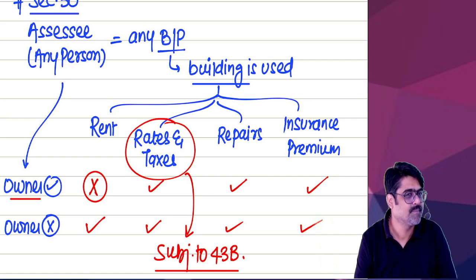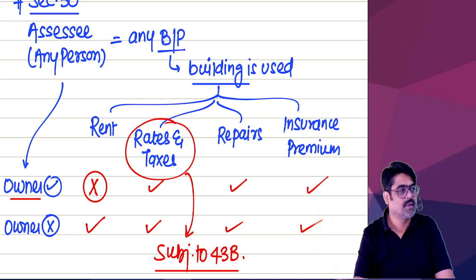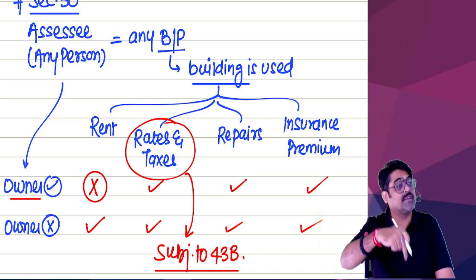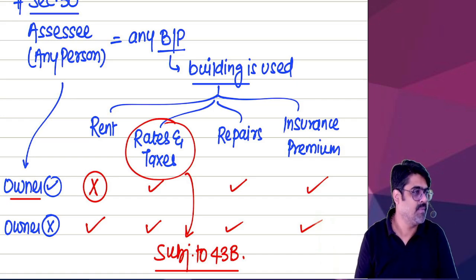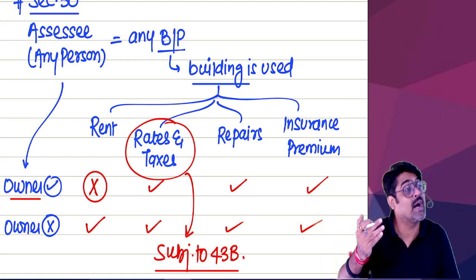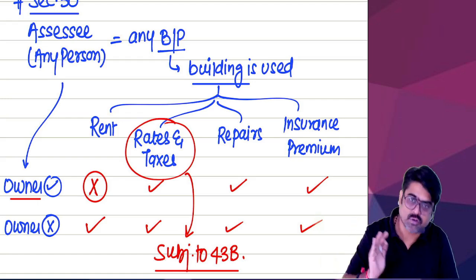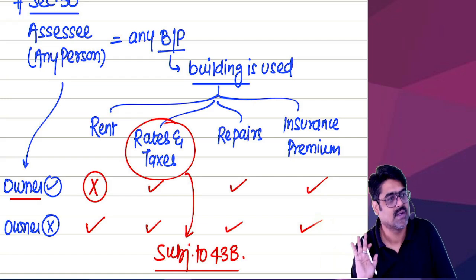Meaning what? You have to pay the rates and taxes in this year, claim it as a deduction in this year, or at least pay them on or before the due date of filing ROI of this year. Then also these rates and taxes will be allowed as a deduction.